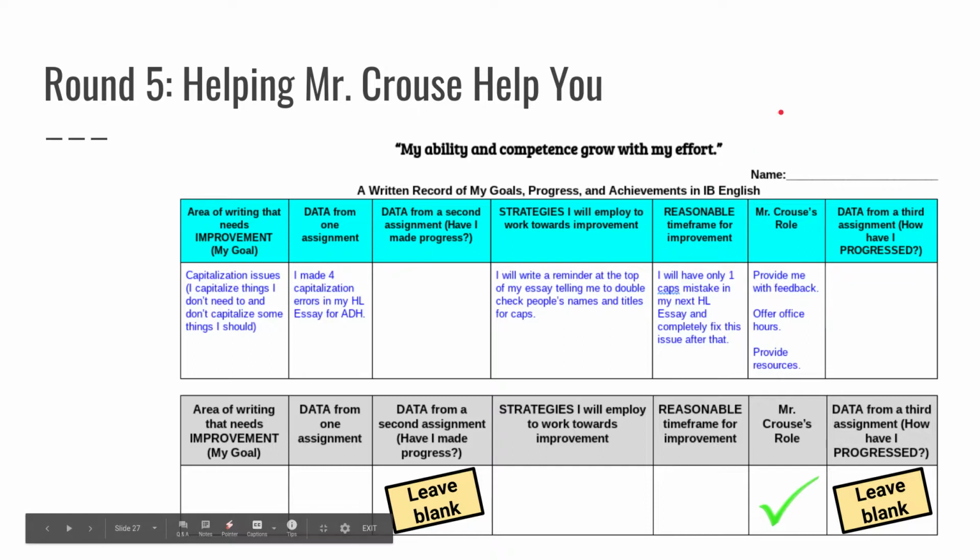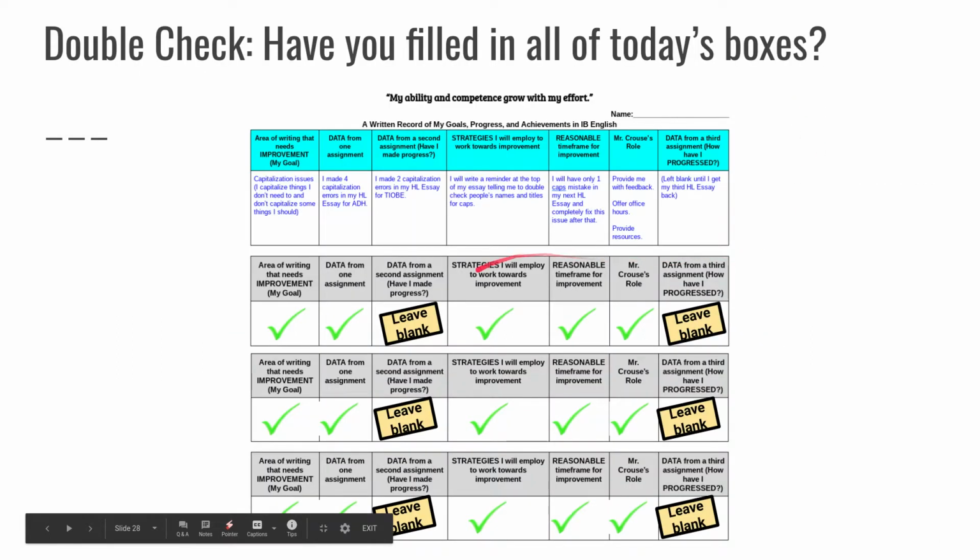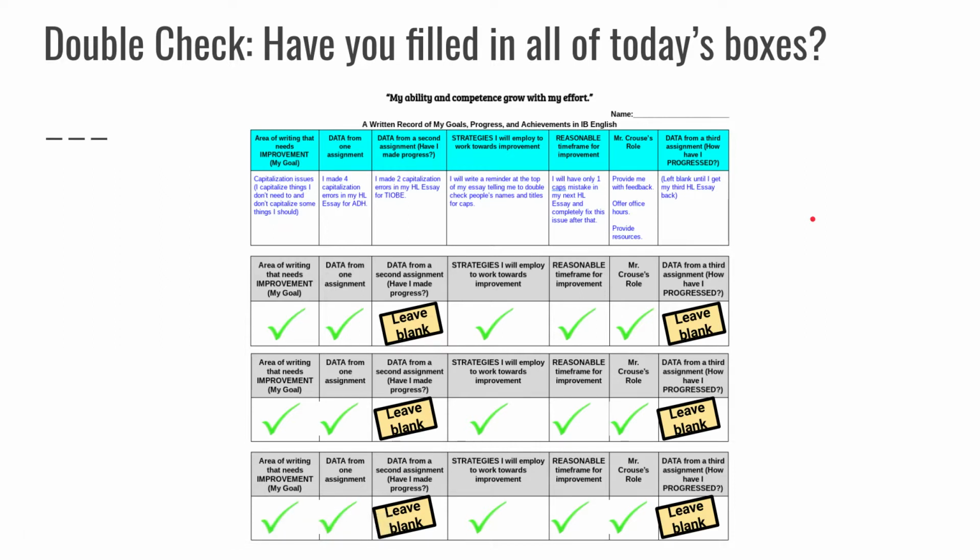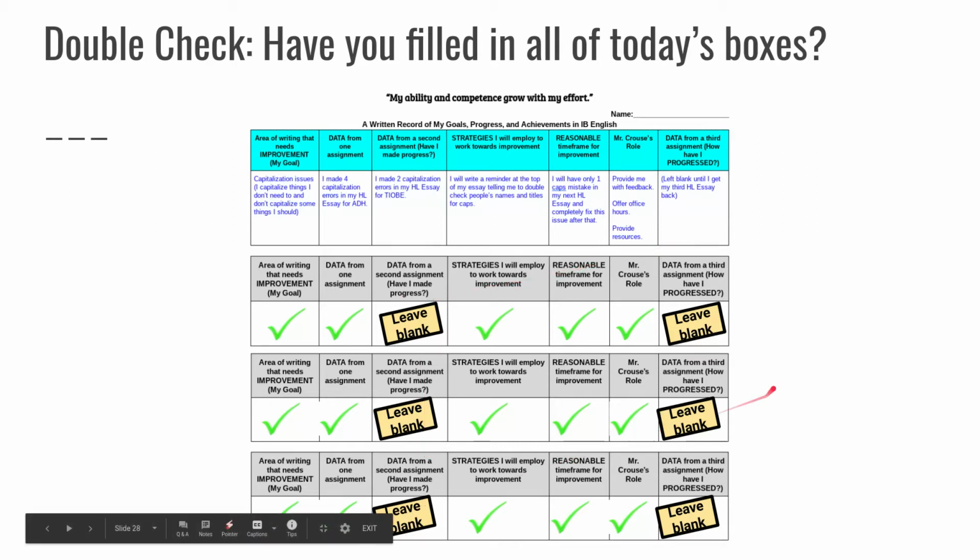Okay. So lastly, again, you have 2 boxes that are left blank because those are for when you look at your second and your third higher level essay, and we'll fill in the data and see if you are making progress. So at this point, you should have a sheet that looks like this, where the green check marks are where you've written in information for all of those boxes. And again, the data from the second assignments, you leave blank, and the data from the third assignments, you leave blank as well.